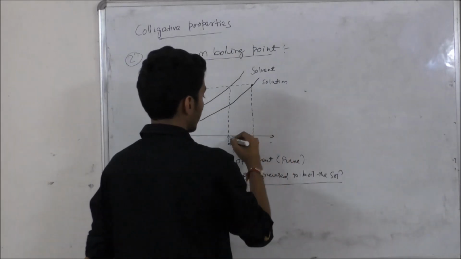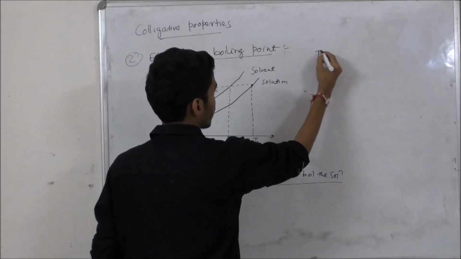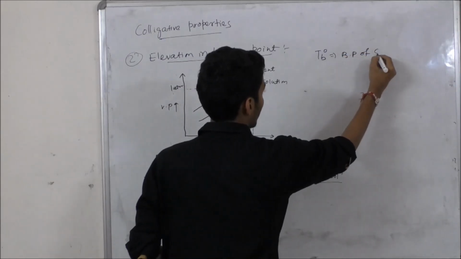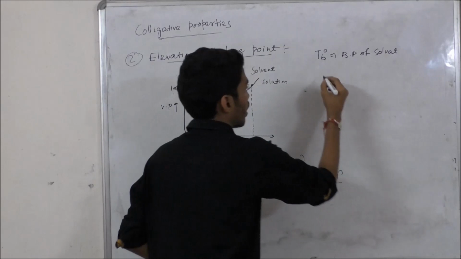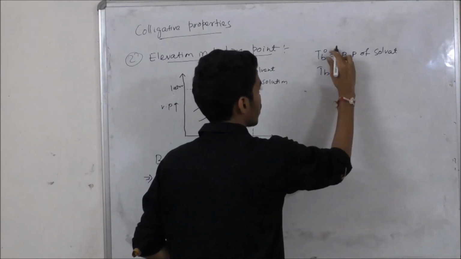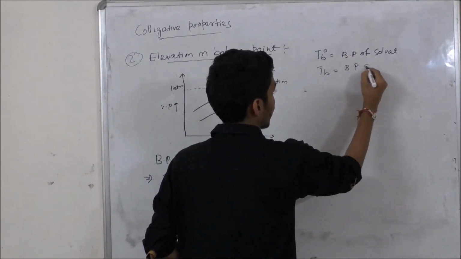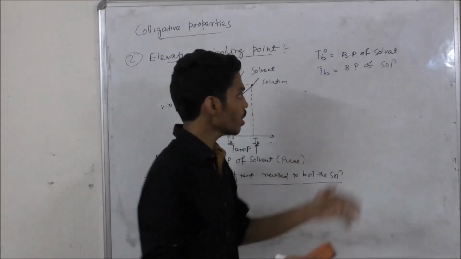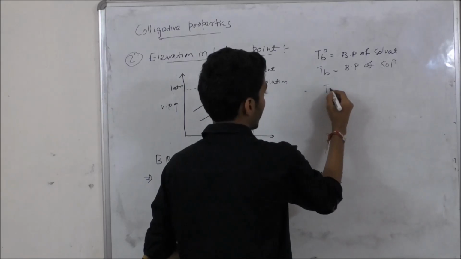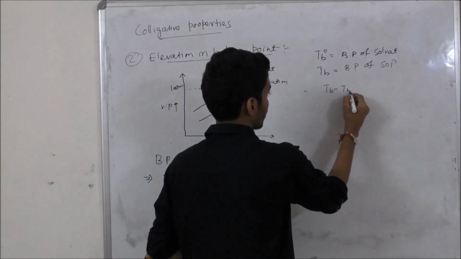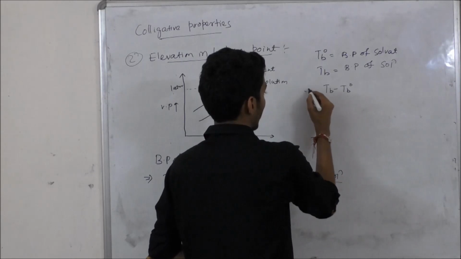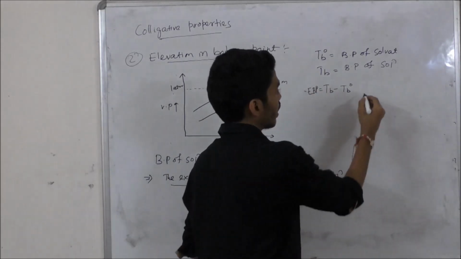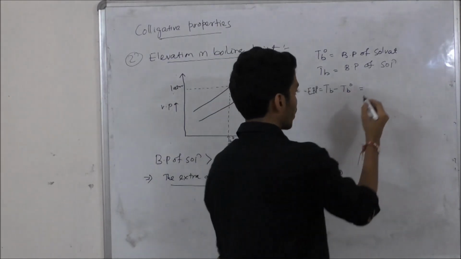So suppose Tb naught is the boiling point of the solvent and Tb equals the boiling point of the solution. So the elevation in boiling point is Tb minus Tb naught. That is the elevation in boiling point, and we can write it as delta Tb.